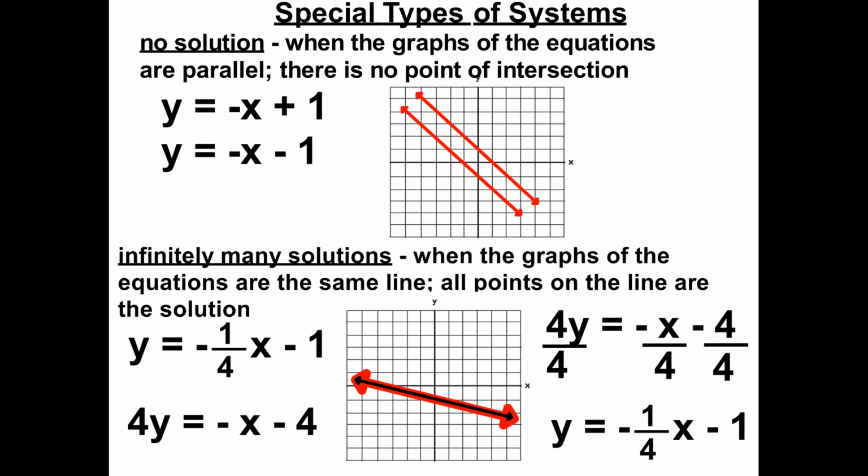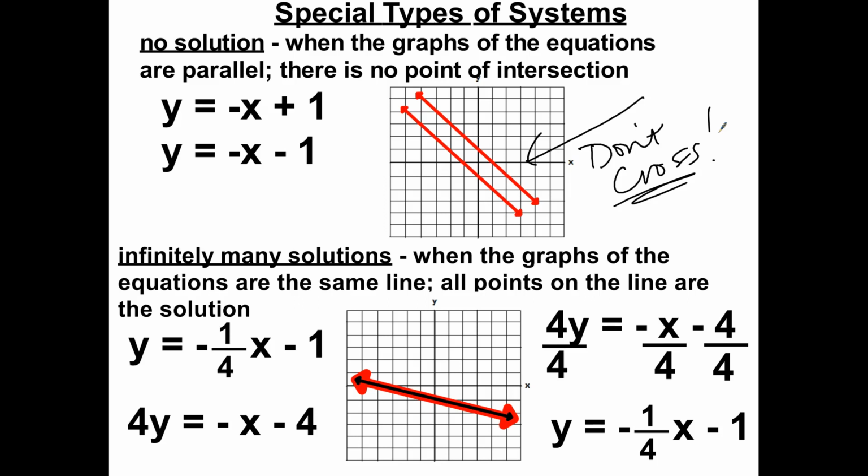So no solution is when the graphs of equations are parallel, there is no point of intersection. So we know in order for the graphs of lines to be parallel, they have to have the same slope. The reason there is no solution is, because the solution is what, y'all? Where the two lines intersect, and if they don't intersect, we don't have a solution. So your answer is what? No solution. Simple as that. No intersection, no solution. They don't cross.